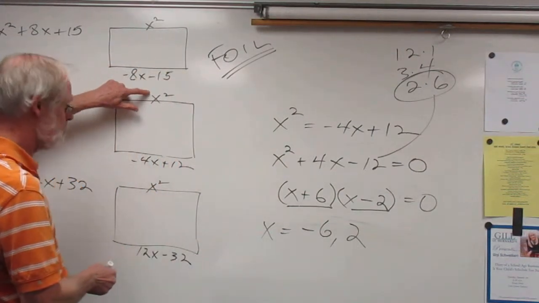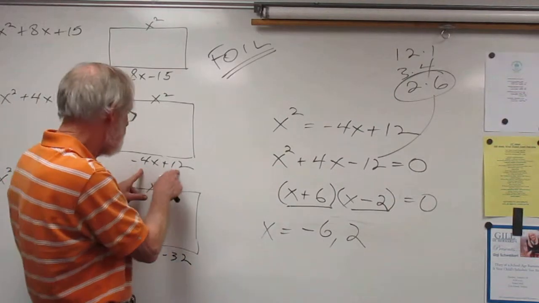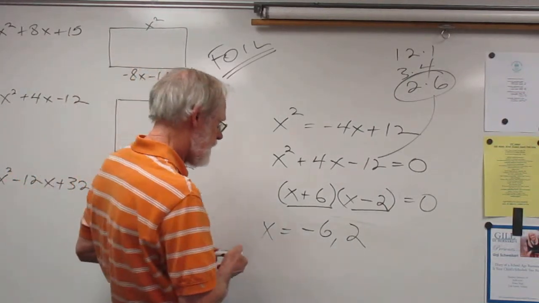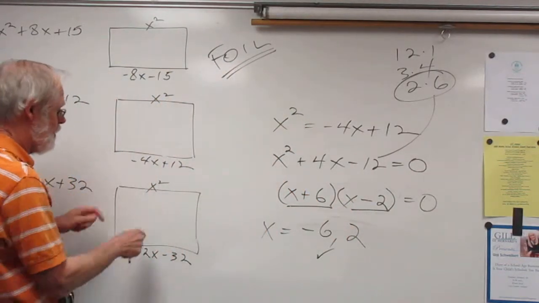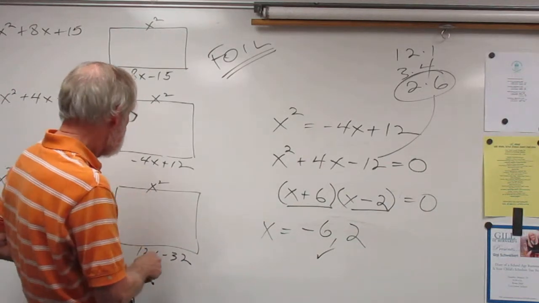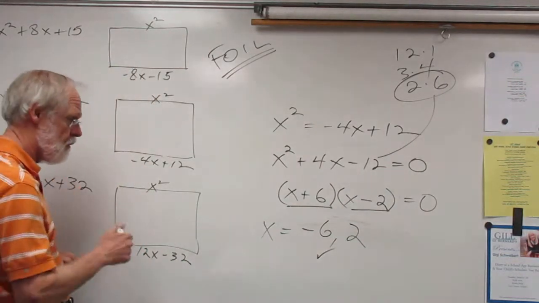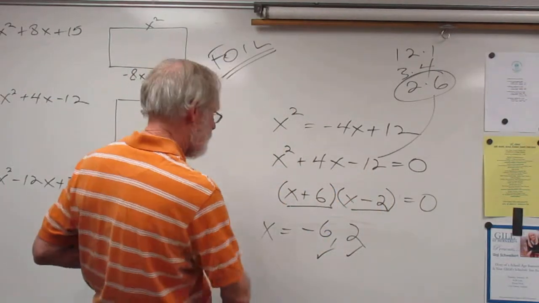Negative 6 squared is 36. Negative 6 times negative 4 is 24, plus 12 is 36. So that one checks. Let's look at the other one. 2 squared is 4. 2 times negative 4 is negative 8, plus 12 is 4, and that worked also. So there's your answer, negative 6 and 2.